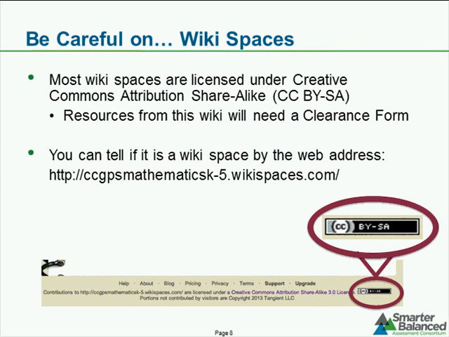Speaking of wikis, one of the things we want you to be careful about is when you find materials that are on Wikispaces. Now, most wikis are licensed under the Creative Commons attribution share alike. So if they are, with the SA at the end, resources would need a clearance form. You can tell if it's a Wikispace, of course, by the web address. You'll see Wikispaces included right there.